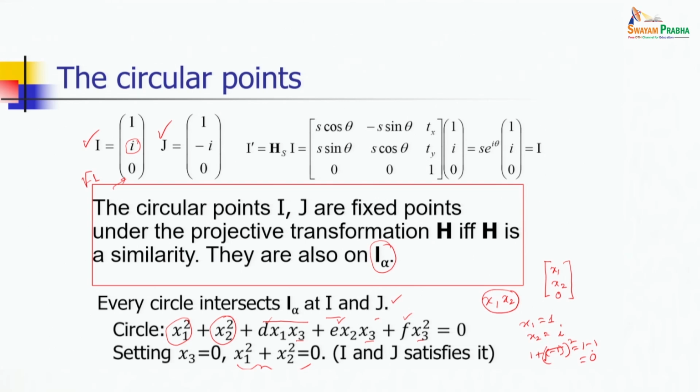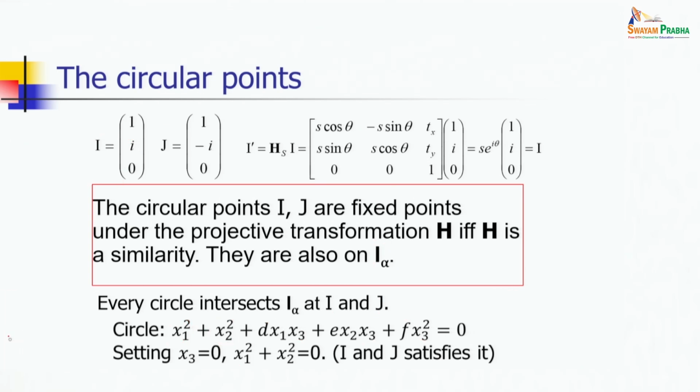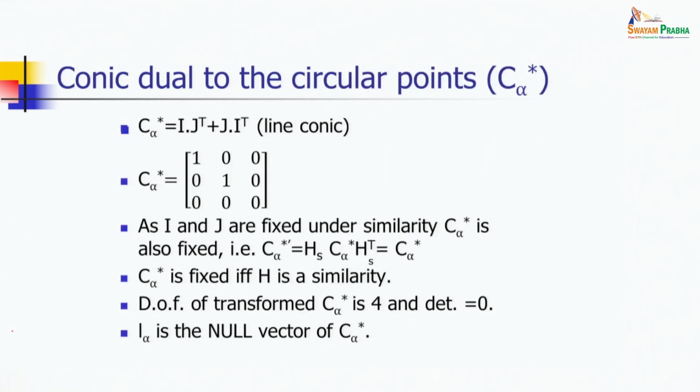In the other way also, 1 minus I, 0 is also a solution. So both of them are the points of intersection. Which means that any circle intersects the line at infinity at I and J, which are the two circular points. So this is a very interesting property, and it could be used in many cases.